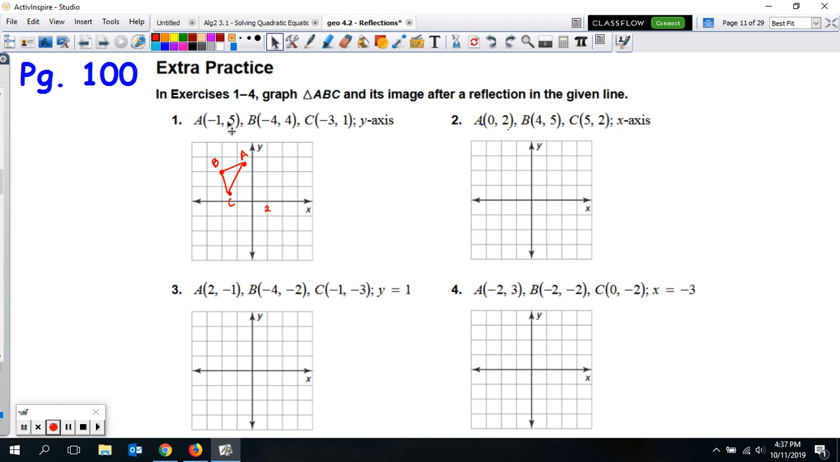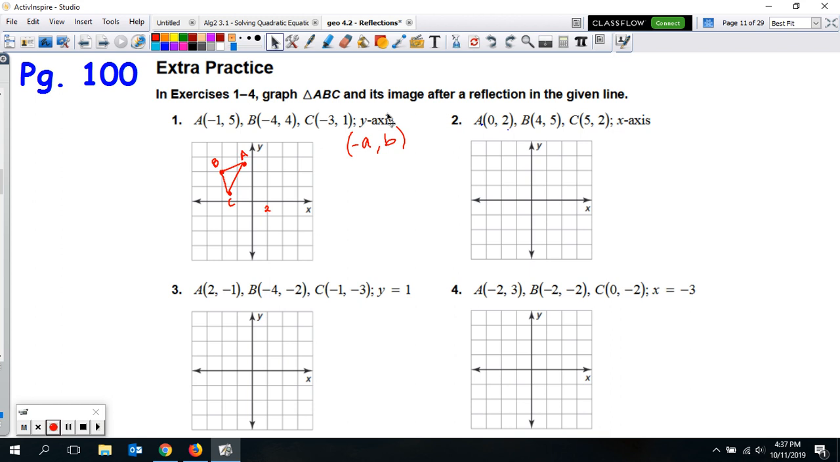But for all of these coordinates here, since we're doing it in the y-axis, the y is going to stay the same. It's the x that's going to change to its opposite. So that's why it says -A and then B. So this first one is going to change to its opposite, but this one will stay exactly the same.